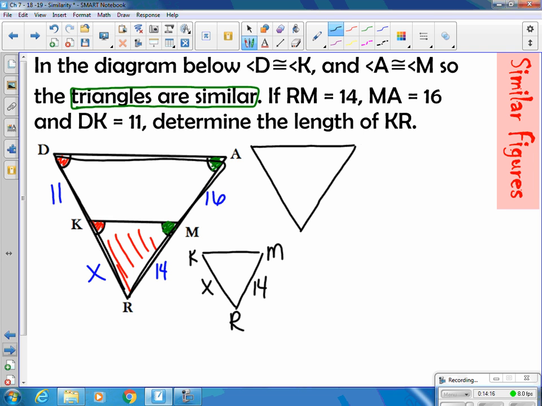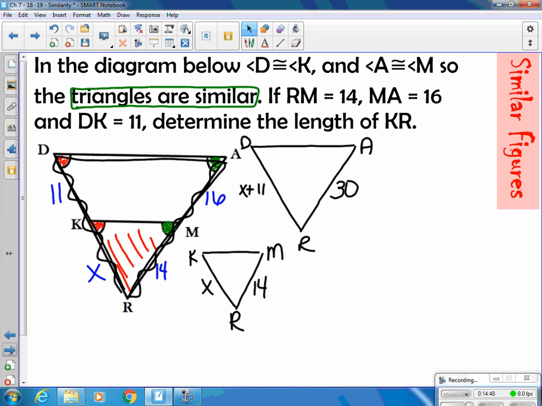Now what goes with M? A. What goes with R? R. What goes with K? G. Now we have to fill in our sides. AR is all of this, so I'm going to add 14 plus 16 and get 30. DR is all of this. Be very careful right here. Think about how we got 30: we added 14 and 16. So make sure that you add 11 and x. Do not multiply them. This will become x plus 11, or you could say 11 plus x.